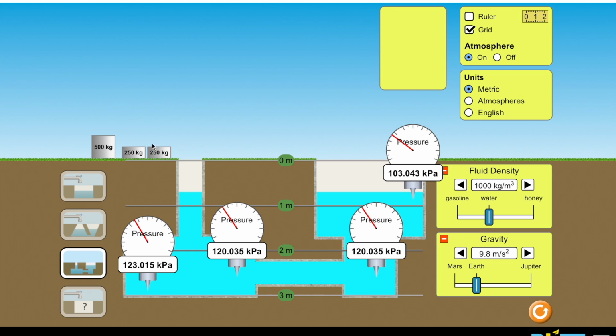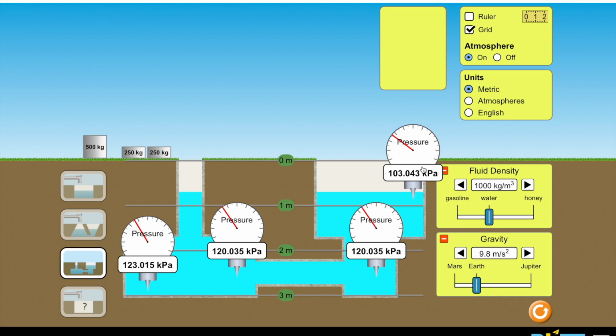And we want to see if we take one of these masses, we have two 250 kilogram masses, we have one 500 kilogram mass. And if I put this mass right here, that is going to add force over a certain area. So that's going to add pressure to this liquid. And we want to see how is that going to change the pressure at each of these depths. Is the pressure change going to be the same? Is it going to be greater at a greater depth and lower at a lower depth?